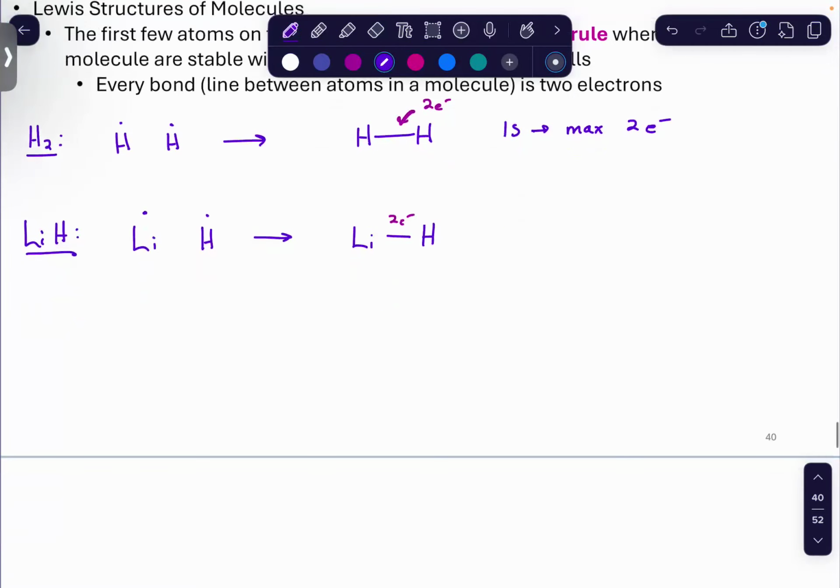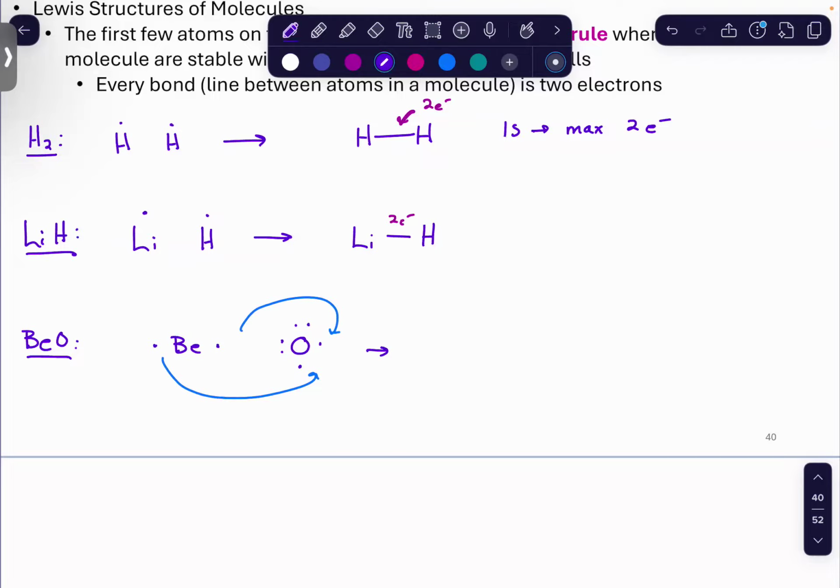But let's look at beryllium when it's in an ionic compound. So we know that beryllium is group 2, so we're going to have that and that. Oxygen is in group 6. 1, 2, 3, 4, 5, 6. But oxygen is also very electronegative. So it's going to steal these electrons.